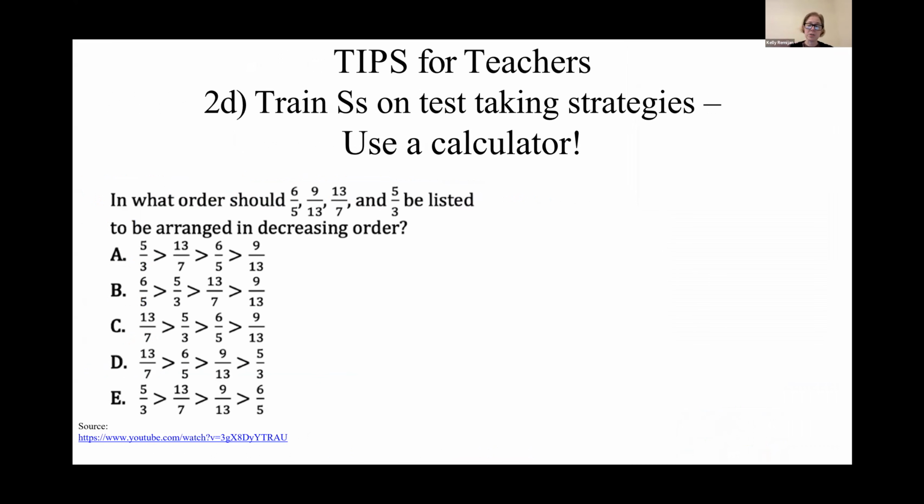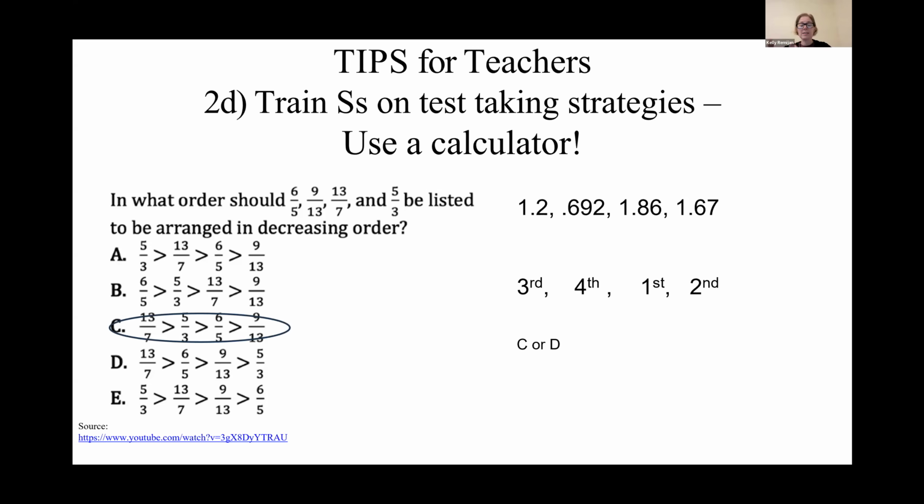This, where I would just put 6/5 on my calculator, and then I would write those numbers down on a piece of paper. And I can identify then the order in decreasing order, or the biggest number first, which is 1.86, which corresponds to 13/7. So I know my answer is C or D, and the answer is C because I can see the order. Now, this is great.